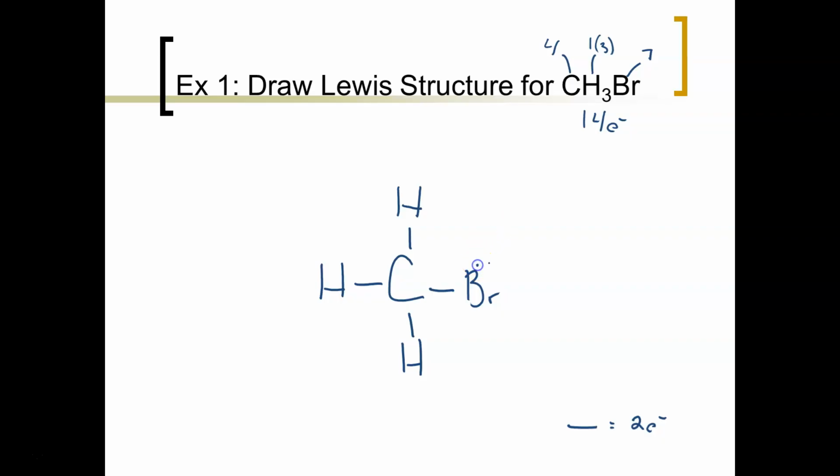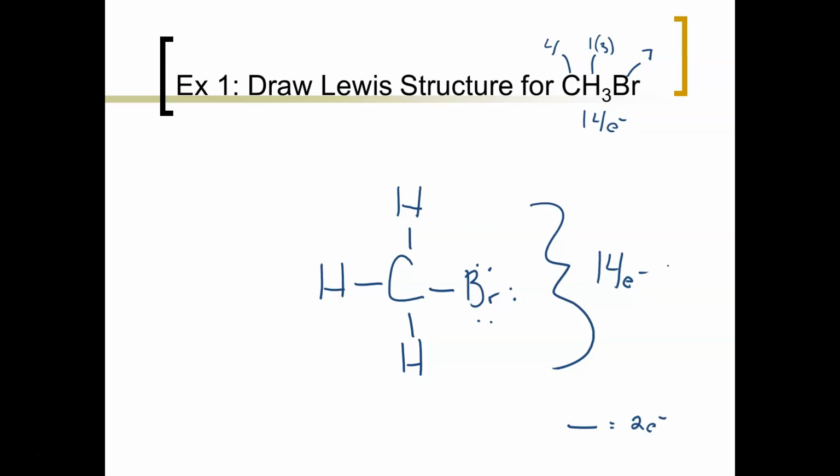We have an octet around bromine now, and I put these lone pairs here. So now look at bromine. You have 2 electrons in that bond, 2 on top, 2 on the right, 2 on the bottom. That gives you 8 total. If you add up all of your electrons in this structure, 2, 4, 6, 8, 10, 12, 14. You're finished. Okay? So the first one's pretty easy.